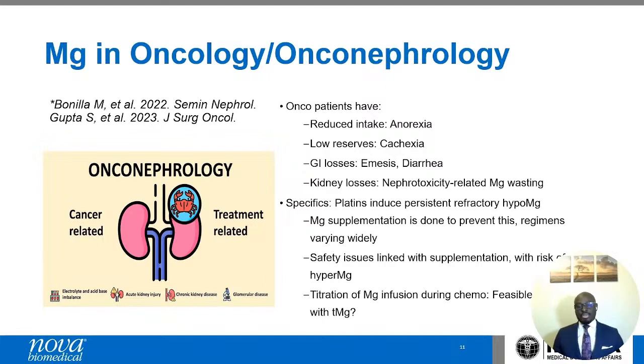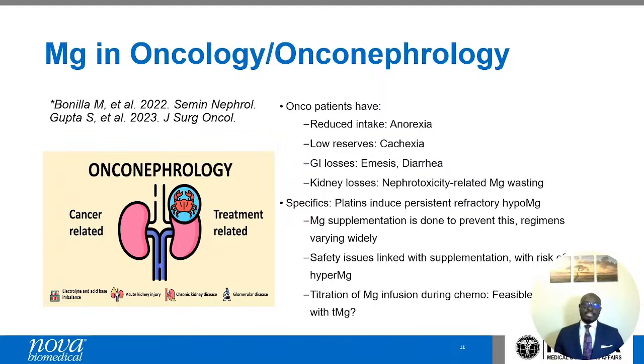So these compound and lead to low levels of magnesium almost chronically in patients living with cancer and on treatment. Now, some particular specifics to this case of magnesium and cancer. You have certain anti-oncology drugs such as platins, which are known to cause magnesium wasting.